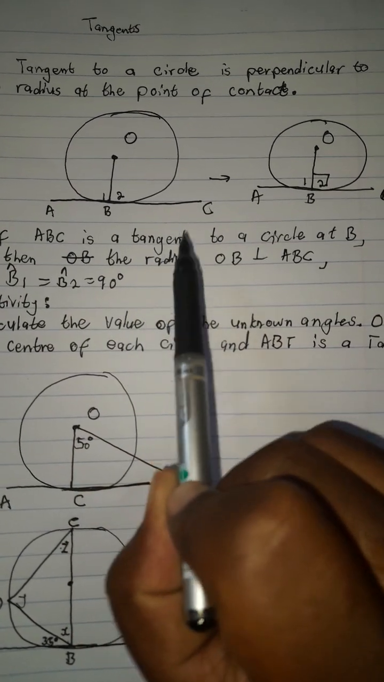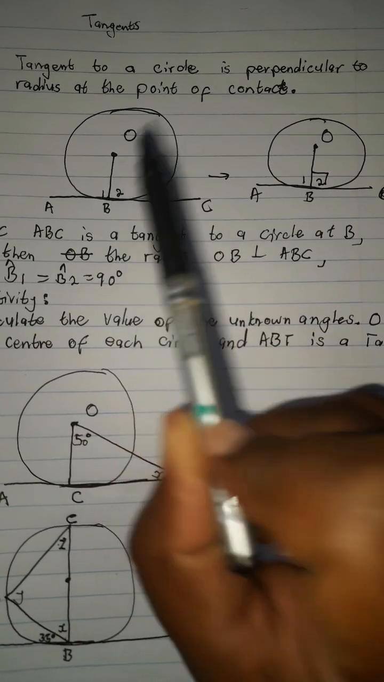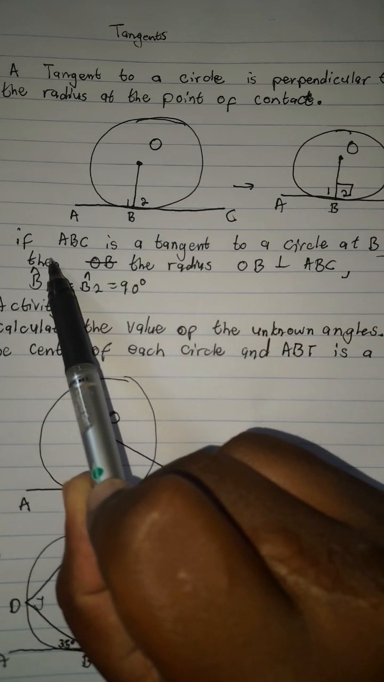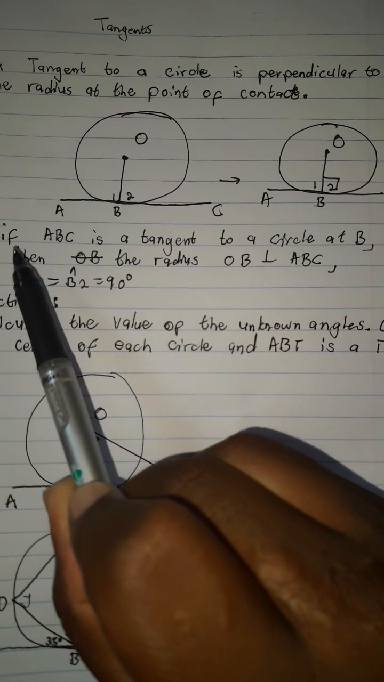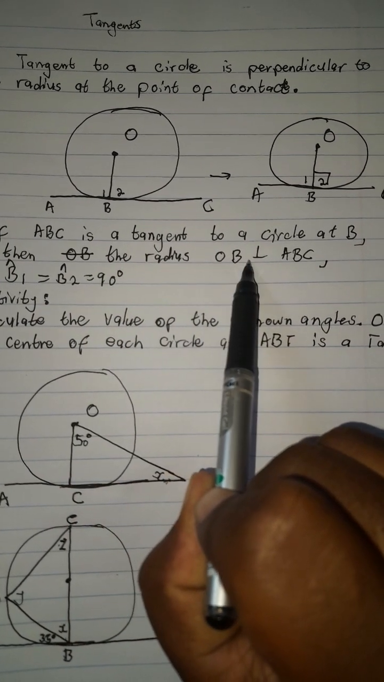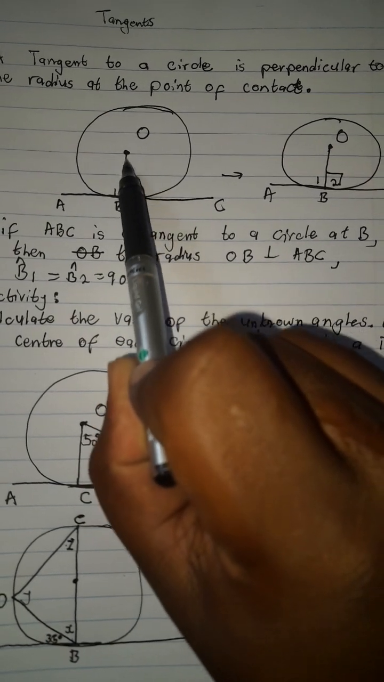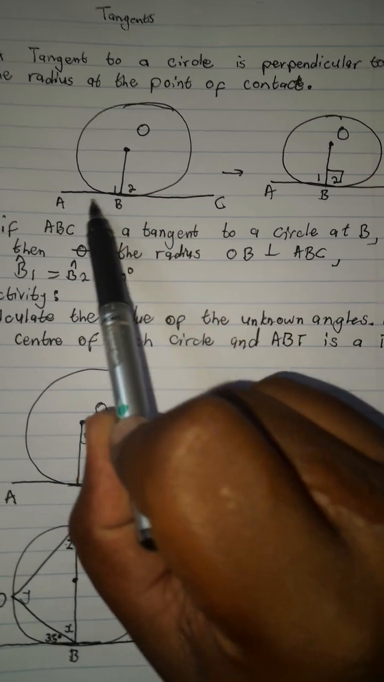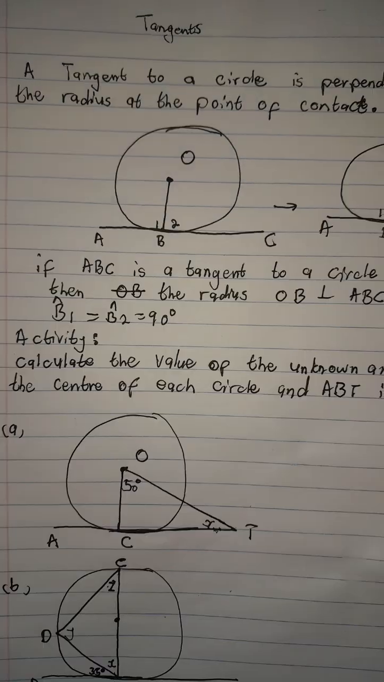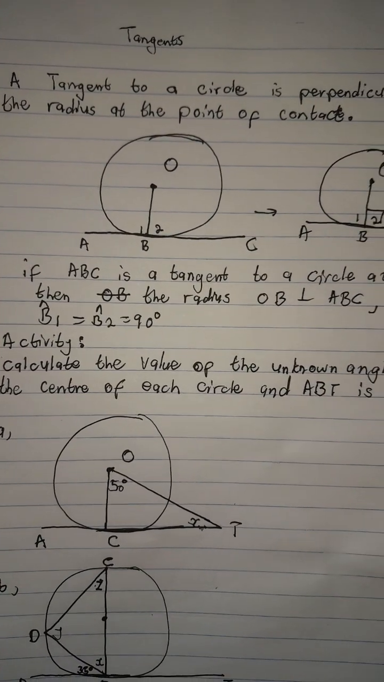Then, if ABC is a tangent to a circle at B, you can see ABC is a tangent to a circle at B. We can see there's a point of contact here. Then the radius OB. This is the radius OB. We can say now that the radius OB is perpendicular to ABC.